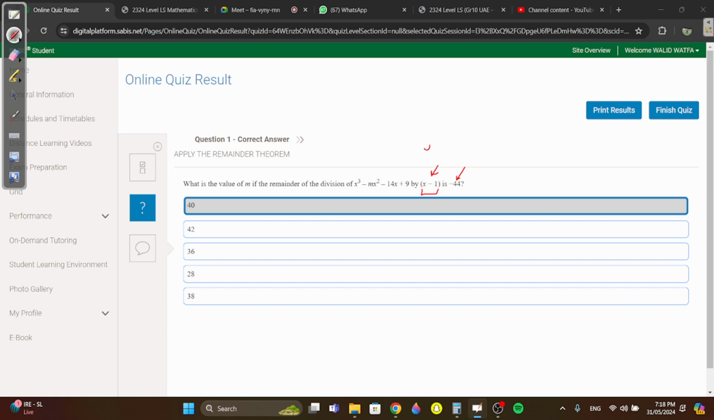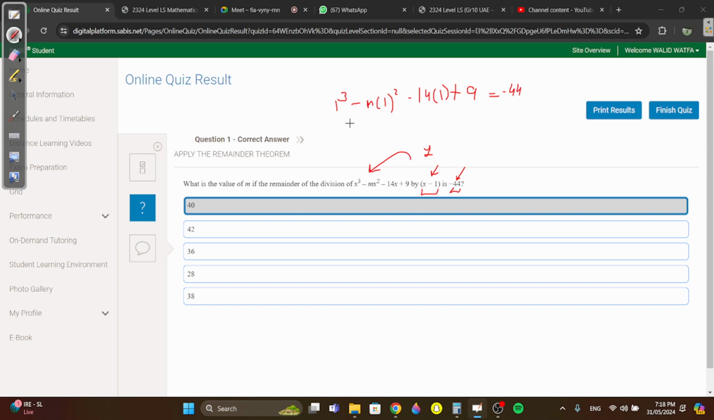What's the root of x minus 1? 1. So let's substitute 1 into our polynomial: 1 to the power of 3 minus m times 1 to the power of 2 minus 14 times 1 plus 9. After you substitute the root of your divisor, you should get your remainder. And they gave that our remainder in this case is minus 44.